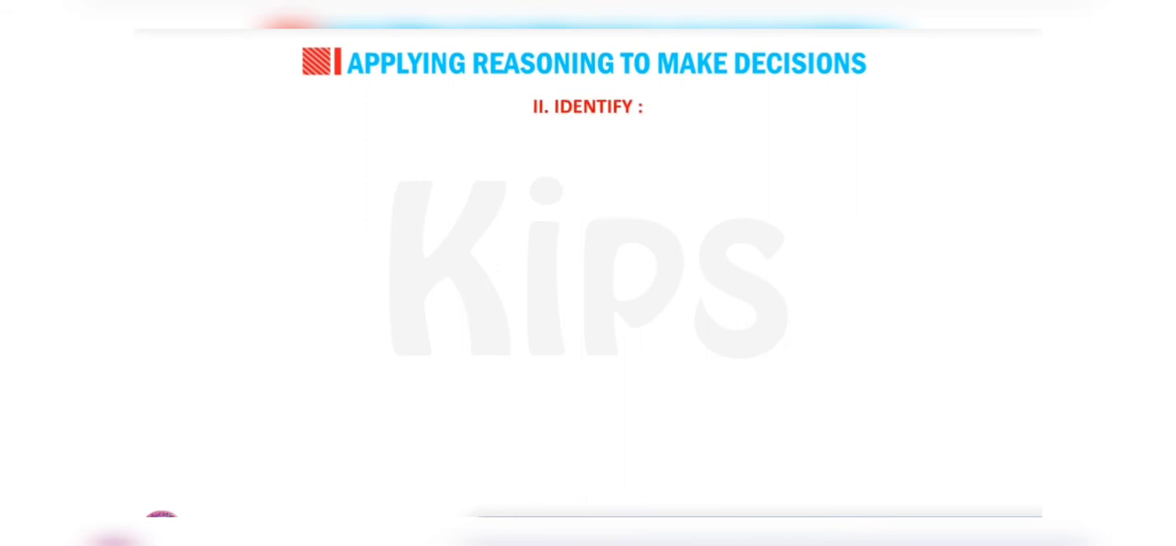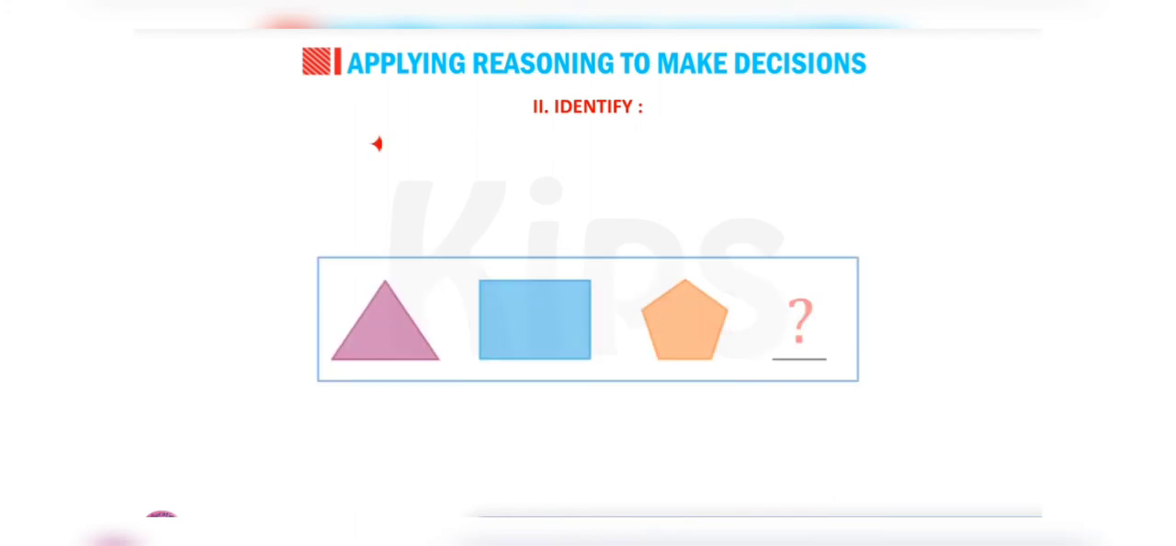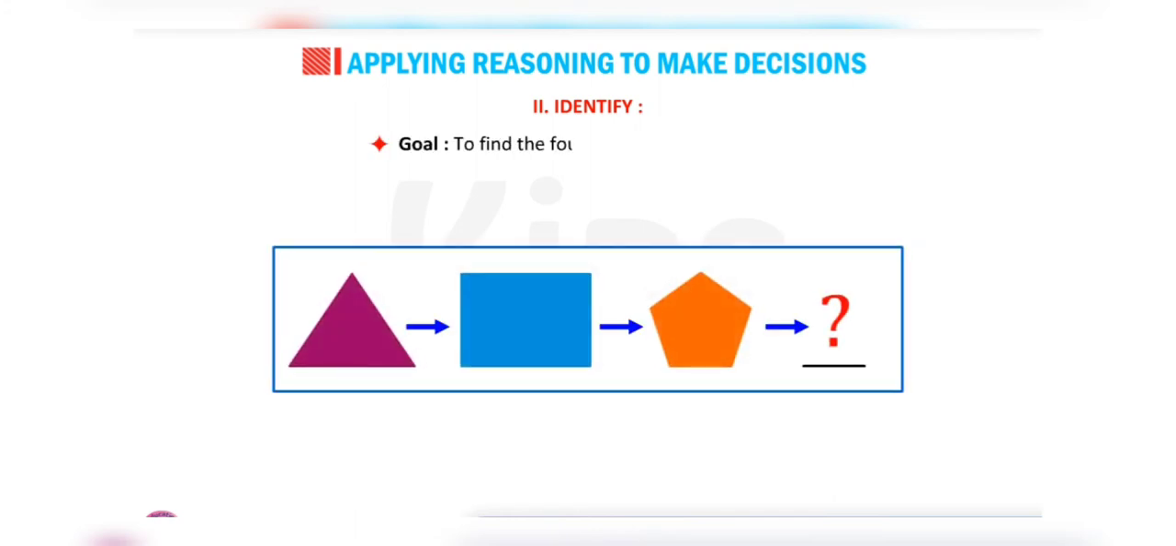Step number 2 is identify. First is goal, to find the fourth shape in the sequence. Our goal is to find the fourth shape in this sequence. Next, information. What information do we need to solve this problem? The sequence of shapes is given. Okay, this is information.